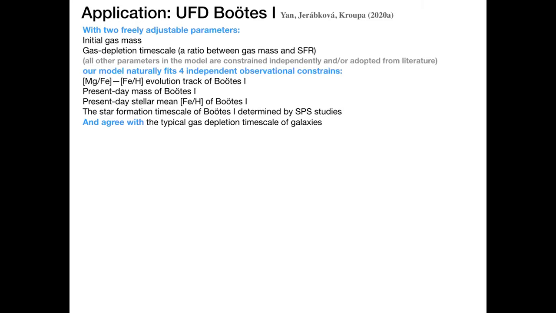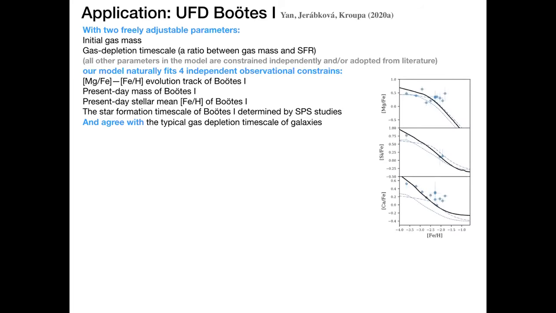Now I talk about my second example, an application to the ultra-faint dwarf galaxy Bootes 1. And this was published this year. With intrinsically two adjustable parameters, we are able to fit four independent observations and also agree with the typical gas depletion timescale of galaxies. I'm not going into details, it's just saying that the IGMF theory fits the observations very nicely. But the point I want to make is that here you see the observed element abundance ratio.